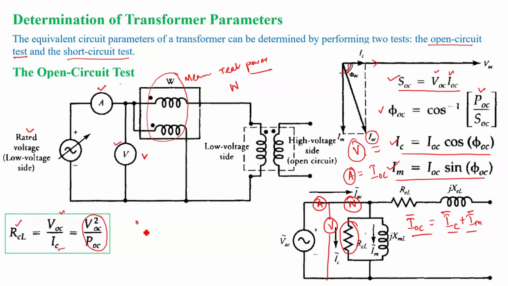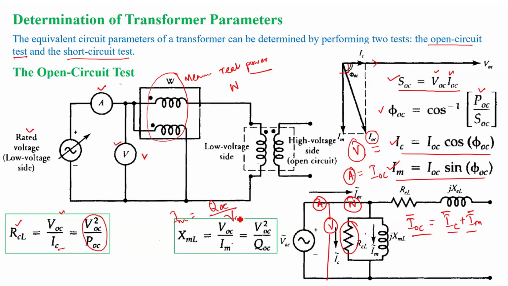Now similarly I can find XML, that is the magnetizing reactance, right? XML is equal to VOC by IM, and IM I can take directly from here, or I can convert IM into reactive power. That is, IM is equal to QOC upon VOC. Substituting this, it gives VOC square by QOC, and QOC is the square root of SOC square minus POC square. But rather than doing this, I can directly substitute IM, which is IOC sin phi OC, and find XML directly. No need to find QOC, even if you can go further to calculate it if required.